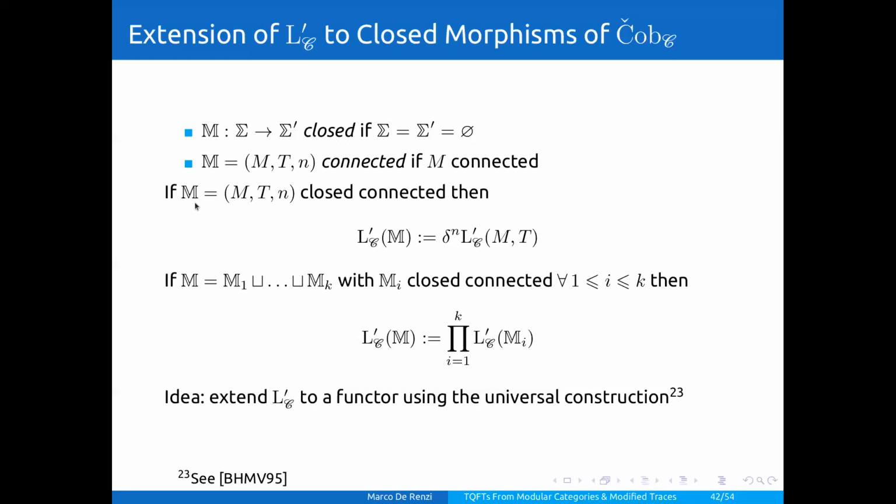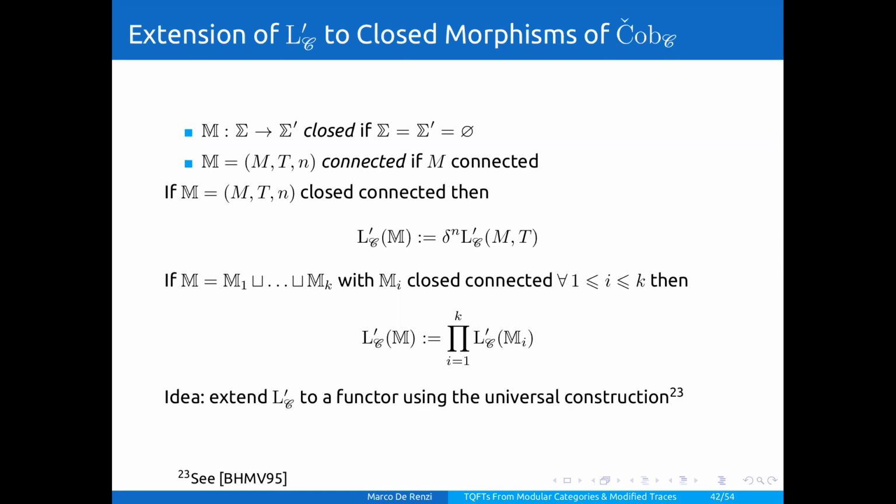Now, if M is a closed connected morphism, then I only need to tell you what to do with the signature defect, and I decide to just take the invariant of the pair MT and multiply it by this small delta that intervened in the definition of the invariant to the power n, the signature defect. And now if you have a closed morphism which is not connected, so it's the disjoint union of connected components, then you simply take the product of the invariant for every component, right? So this is very straightforward.